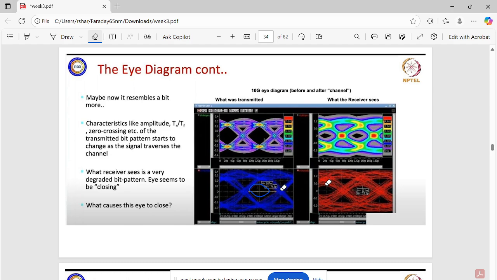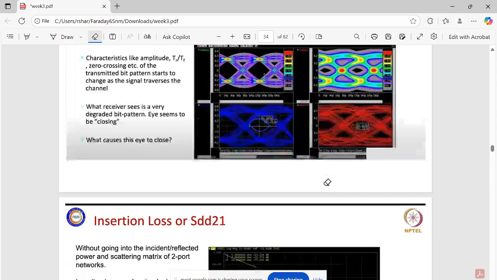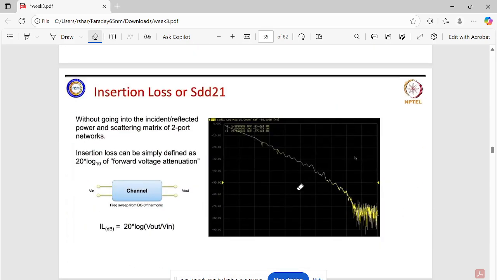So this defines the fundamental limit. Unless the receiver is able to make out between 0 and 1, we are not able to transmit the data between the source and the receiver. So what is insertion loss?